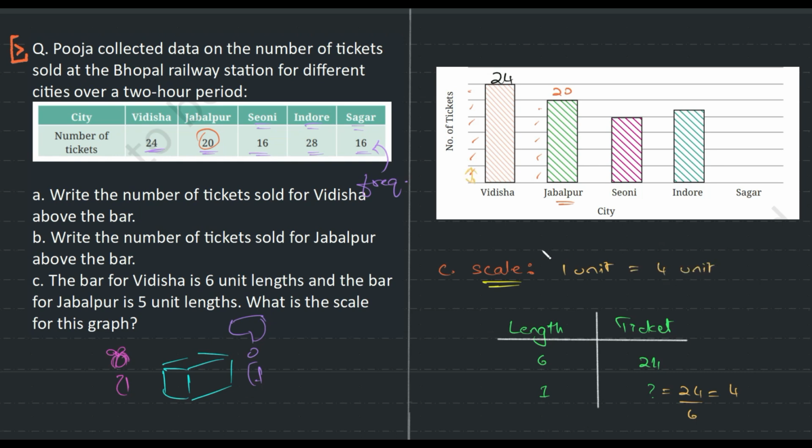So let's verify. How can I verify this? According to my scale, this is 4, 8, 12, 16 and 20. You guys agree? Can you see that this is 20 and here too I have written that? So that's how you will be able to figure it out. Alright guys, so that's that.